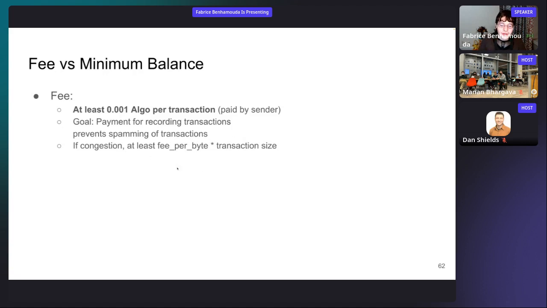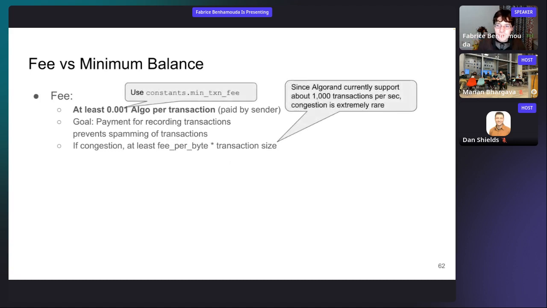The minimum fee is computed using this formula. But essentially, the idea is that if there's congestion, nodes will require a slightly higher transaction fee. And so people who really want their transaction to go in will need to pay a little bit more, and that will reduce the amount of transactions, which is what all blockchains use.